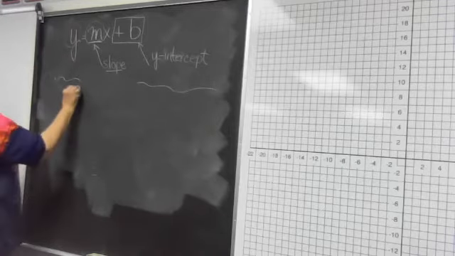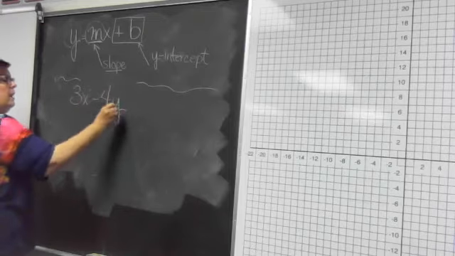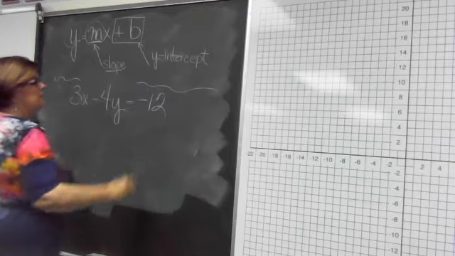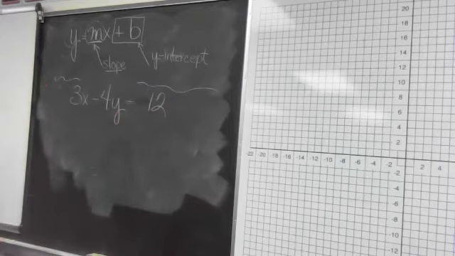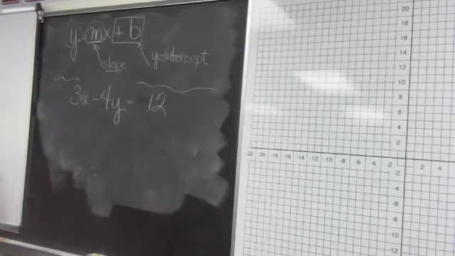Let's say 3x minus 4y equals, no, I want +12. Okay. Here's the equation. This is an example. Okay, and my instructions to you are: graph this line. That's all it's going to be, graph this line.